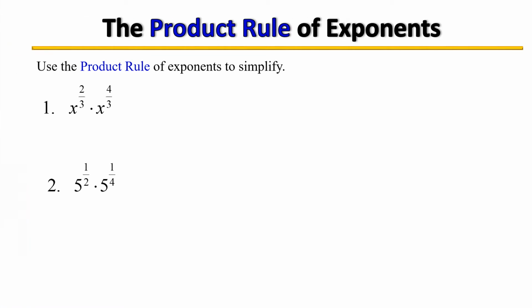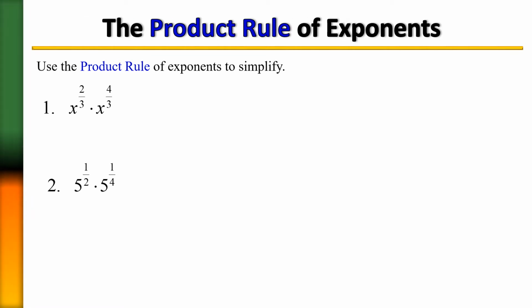So let's start. Here we're going to use the product rule of exponents to simplify these rational exponents. Recall the product rule: if the base is the same, keep the base and add the exponents. In the first example, they do have the same base of x. So we're going to add the exponents. That's 2/3 plus 4/3, which equals 6/3. Lastly, we simplify that. 6 divided by 3 equals 2, so the answer is simply x squared.